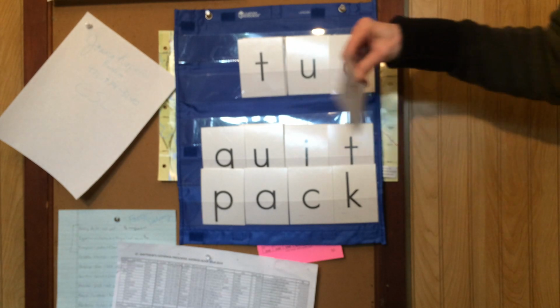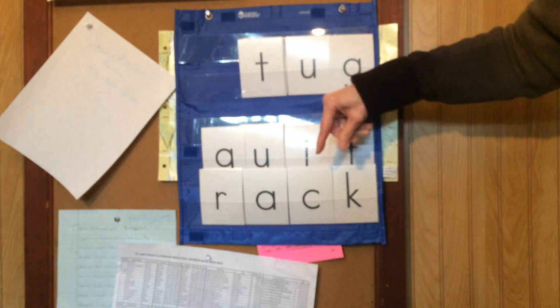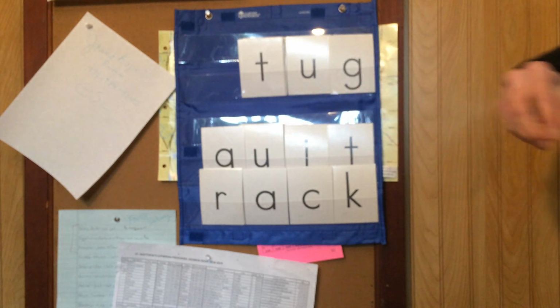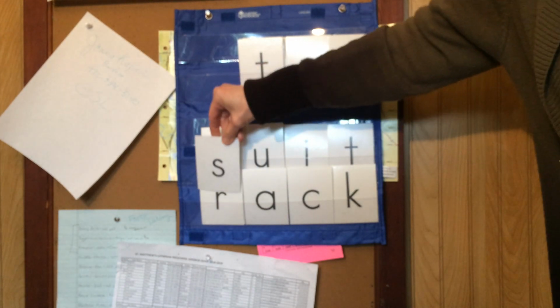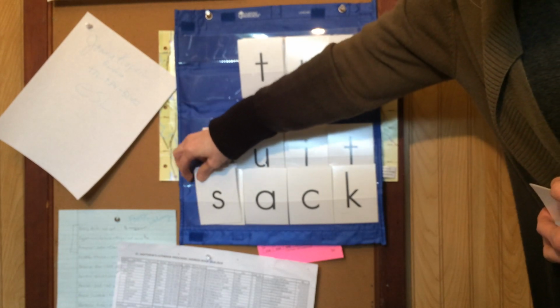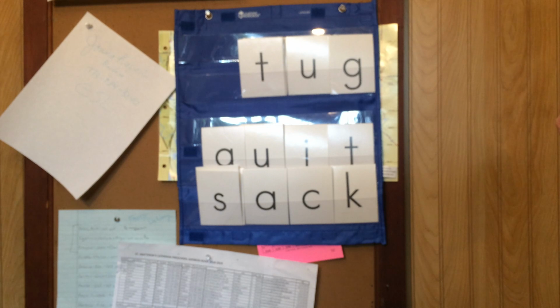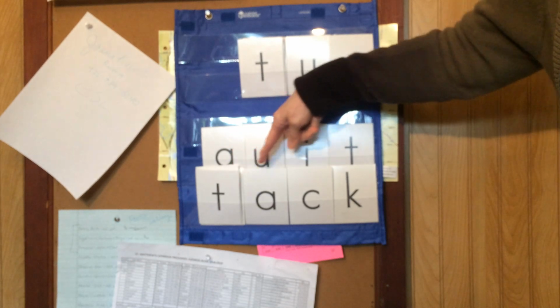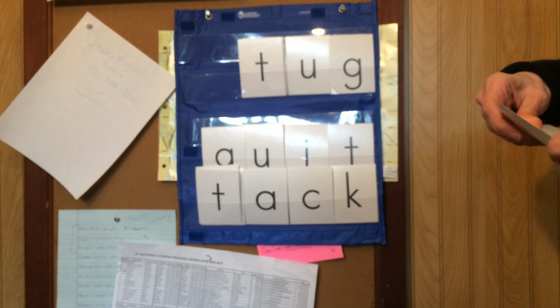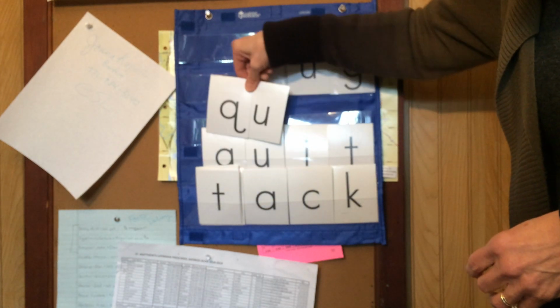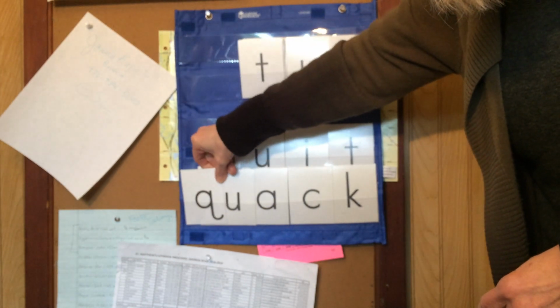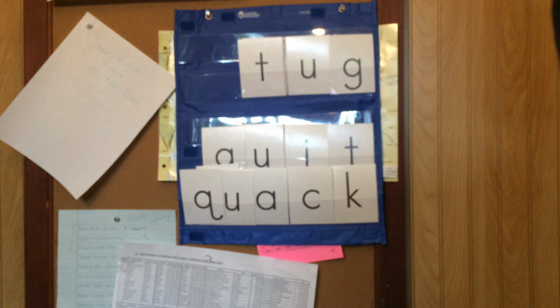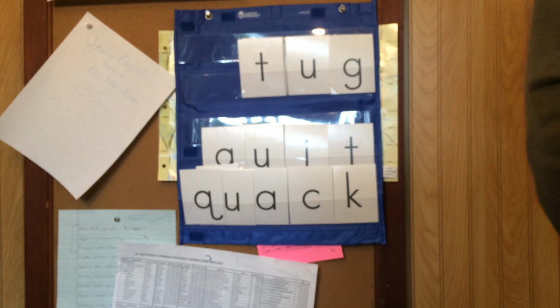Now, R is next. Find an R. Put it over the P and you get ack, rack. Next is the S. Ack, sack. A sack is like a bag. And T, ack, tack. And last, you want the Q and the U again. You can just take yours from up there and bring them down here. And you get quack, quack. Remember, that was the action for the letter Q. So now we're done with our letter cards, and we will start dictation.